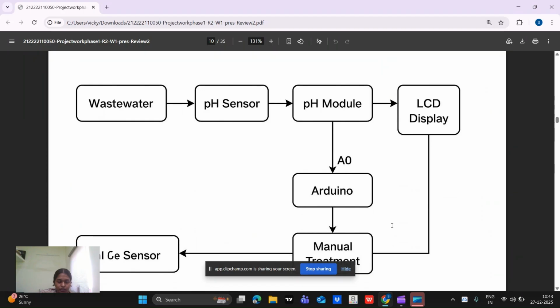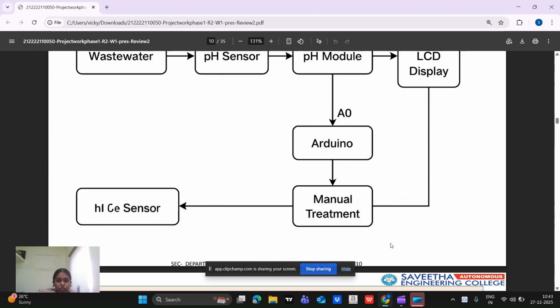Here is the architectural flow diagram. First, it collects the wastewater and senses it using a pH sensor to check the pH value. It is displayed on the LCD display. After we check the pH value using the Arduino board, we can also make responsive changes if the pH value exceeds the range, like using manual treatment with bleaching powder. After manual treatment, we can sense the pH value again.